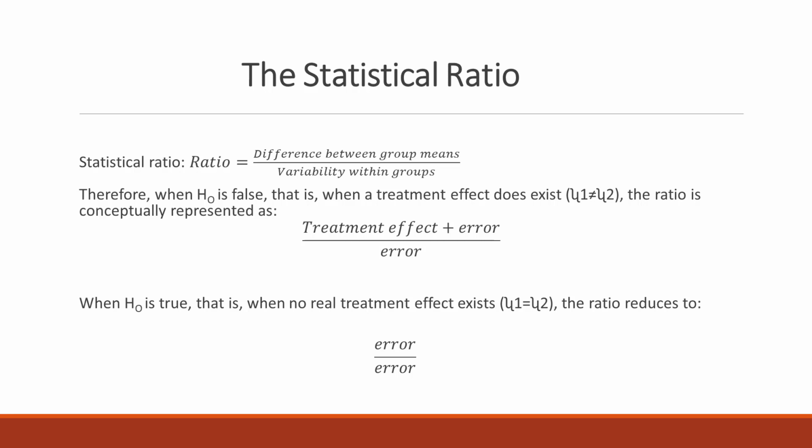Therefore, when the null hypothesis is false, that is, when a treatment effect does exist, the ratio is conceptually represented as the equation pictured in the center of the page. When the null hypothesis is true, that is, when no real treatment effect exists, the ratio reduces to the equation pictured at the bottom of the page. As the treatment effect increases, the absolute value of this ratio gets larger. As the error variance increases, the ratio gets smaller, approaching 1.0.